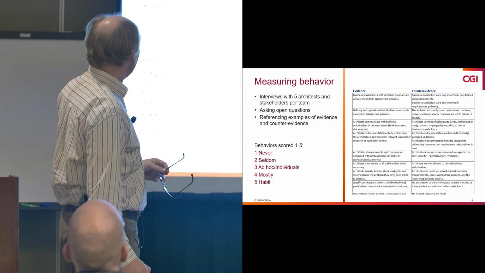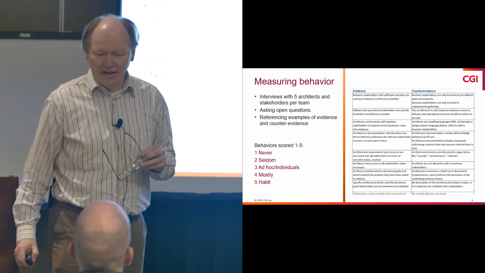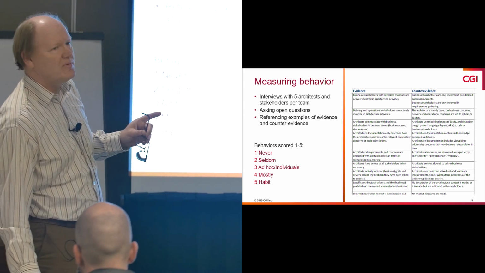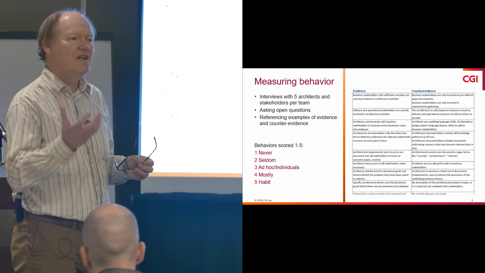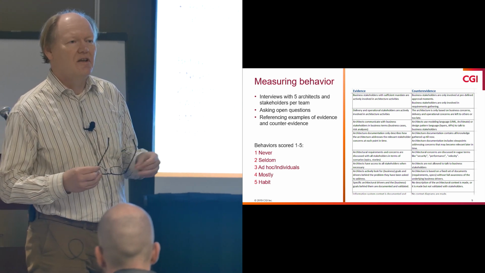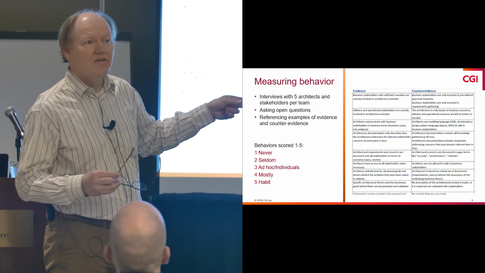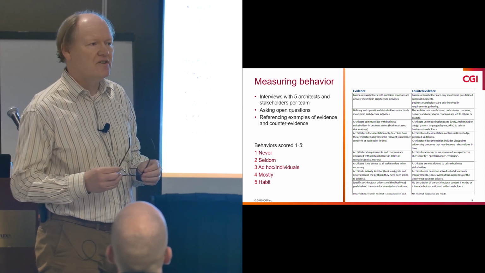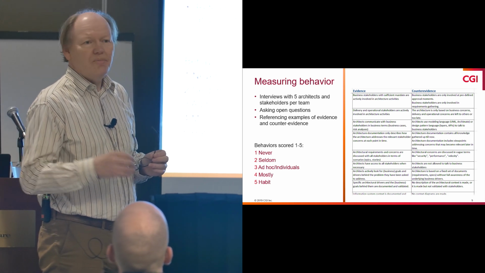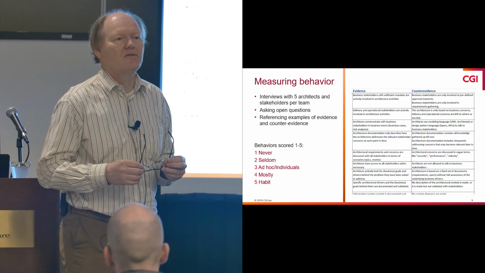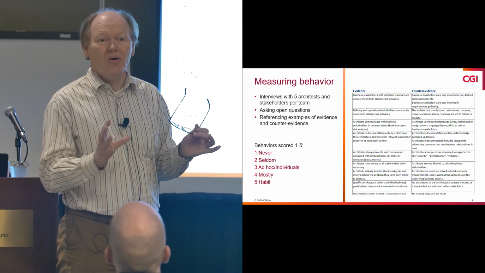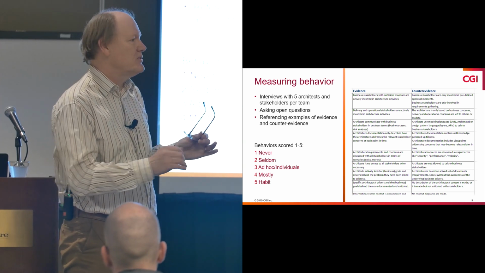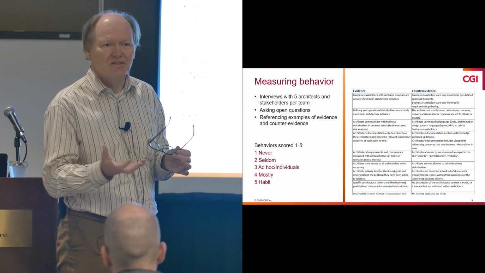Let's see. Okay, so this is the first slide. I have one slide of explanation for each of the behaviors, and then I'm going to ask you to look at the counter evidence and the evidence and see how your organization scores. So you have to make a decision now. What is the scope of the team that I'm going to do this exercise for?